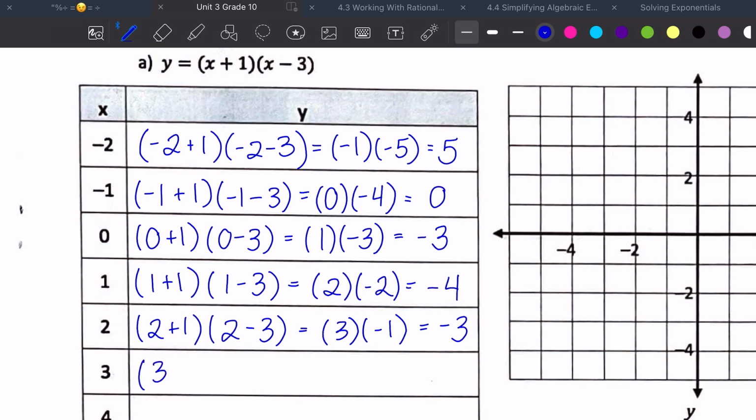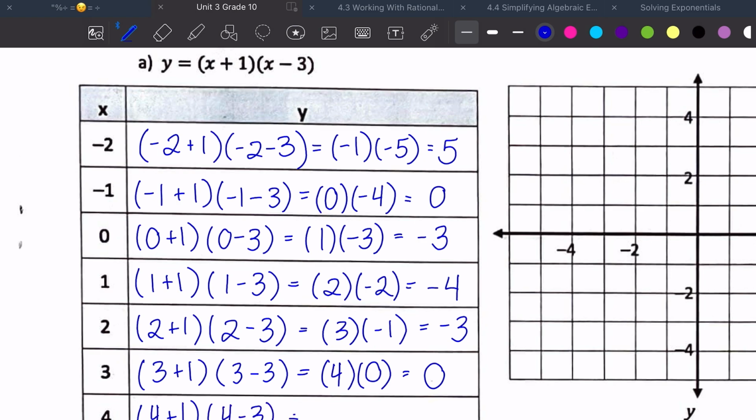You're going to see we've got some repeating values potentially. And 3 minus 3. I get the same thing but reversed: 4 times 0 instead of 0 times 4, 1 times -3, 3 times -1. We're seeing a repeat here. And then last but not least, 4 plus 1 and 4 minus 3. That's going to give me 5 times 1, which is just 5. So we've got a symmetrical pattern here, where the values start to flip back to what they were.